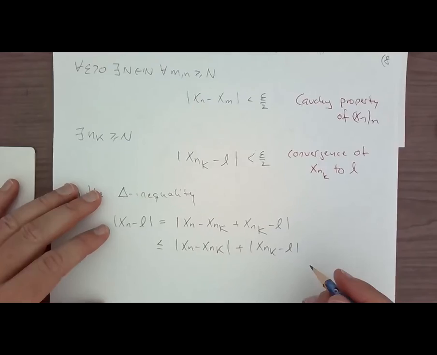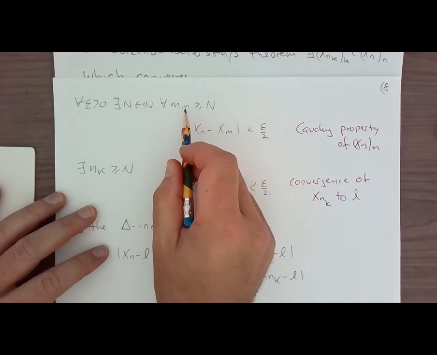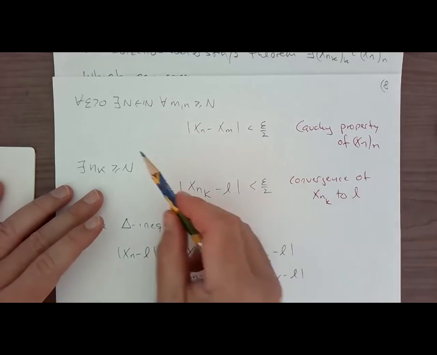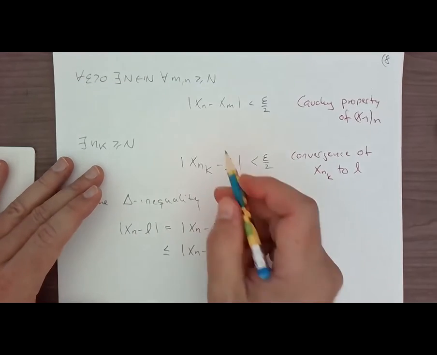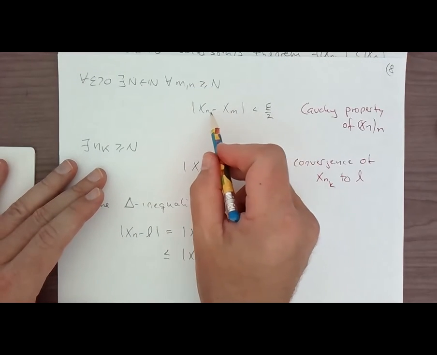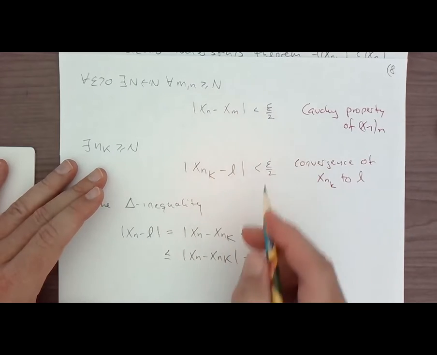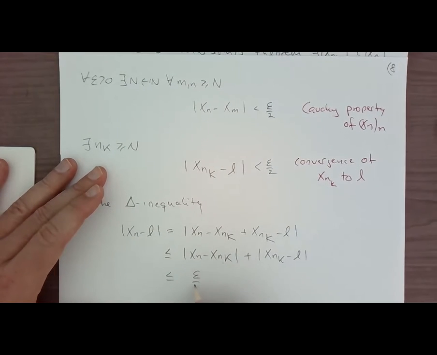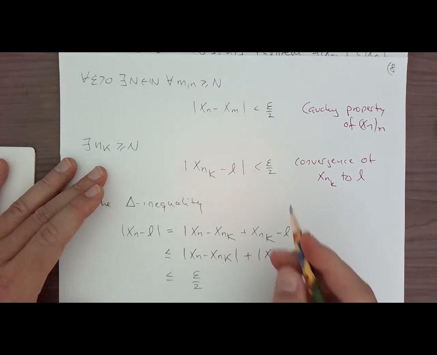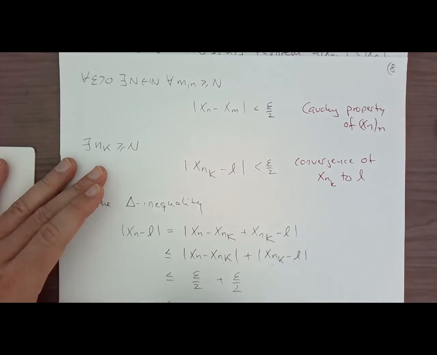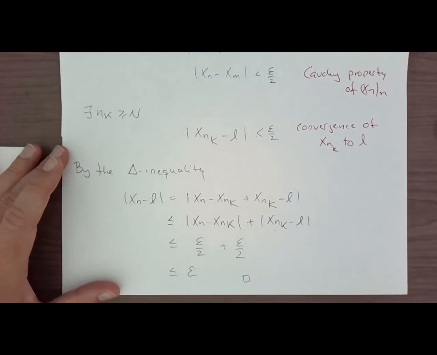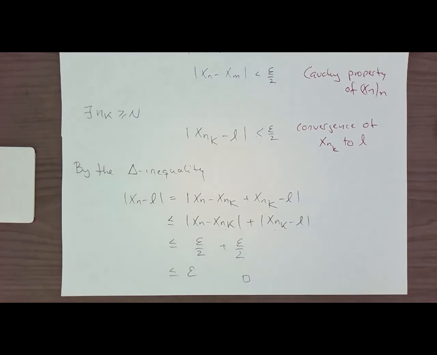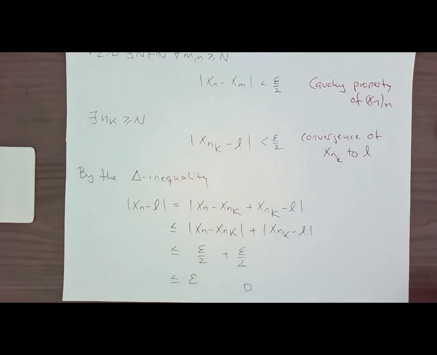And I have control over both of them, because give me anything that comes later than N. Okay, so here's a point that comes later than N. Then the difference of x_n to anything is going to be less than epsilon over 2. So that was this one. And then the same thing here, I'll use the second part. And then I get that this is less than epsilon. This is the proof that Cauchy sequences are convergent.